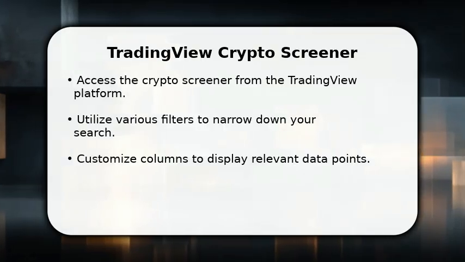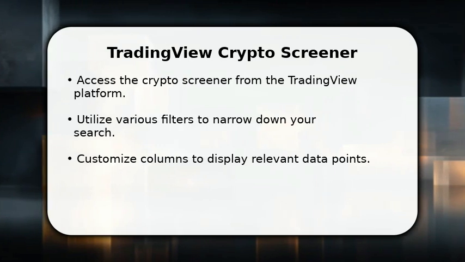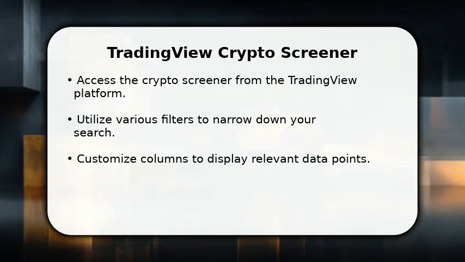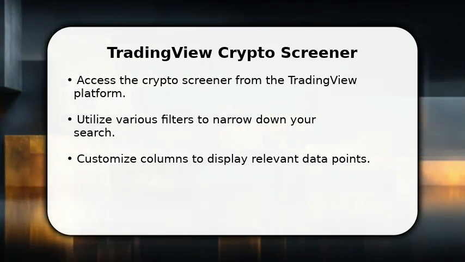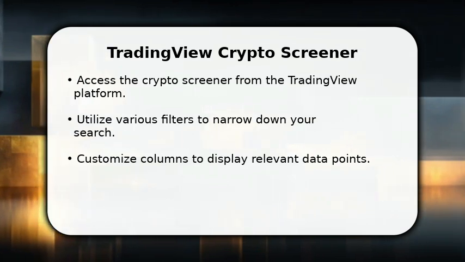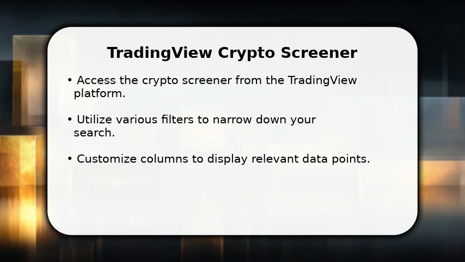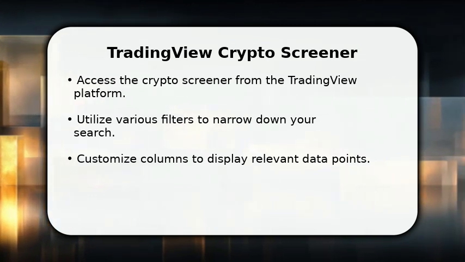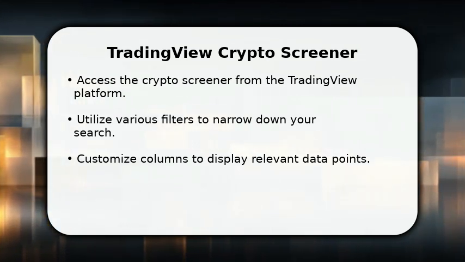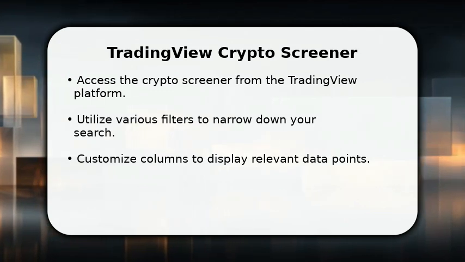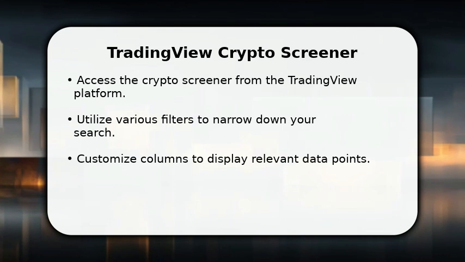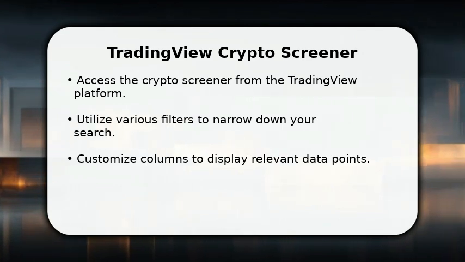In this video, I will explain how to use the TradingView crypto screener. To begin, navigate to the products drop-down on TradingView, then select Screeners and choose Crypto Coins or Crypto Pairs. This tool allows you to scan thousands of cryptocurrencies. You can immediately start exploring the default list, which is often sorted by market capitalization.